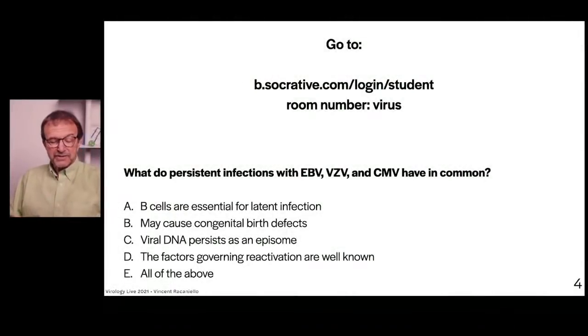What do persistent infections with EBV, VZV, and CMV have in common? B cells are essential for latent infection. Many cause congenital birth defects. Viral DNA persists as an episome. The factors governing reactivation are well known. Or all of the above.